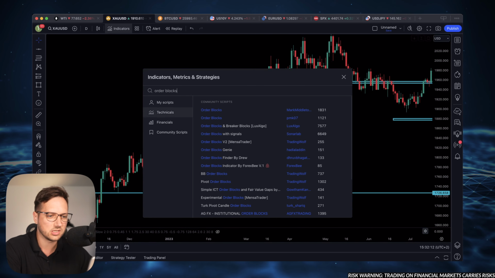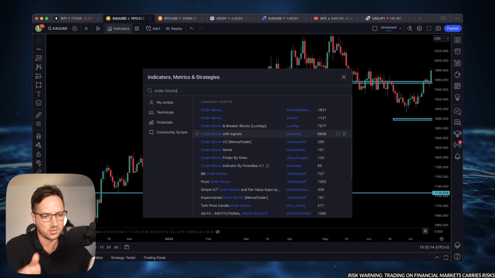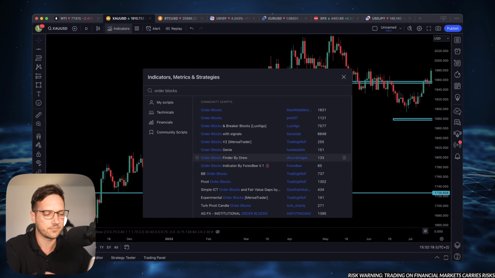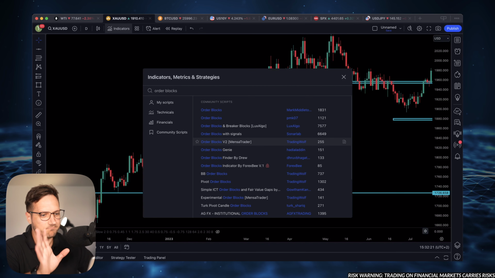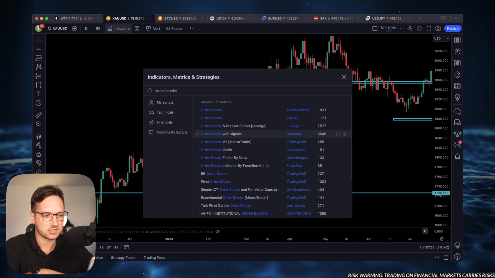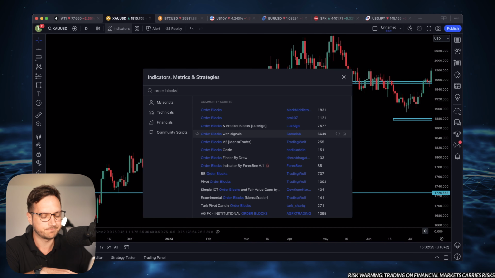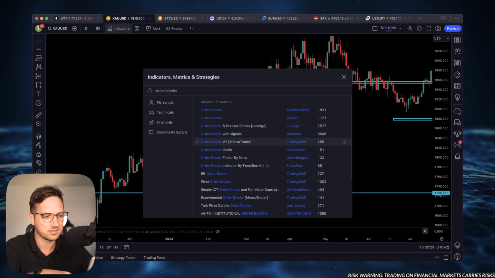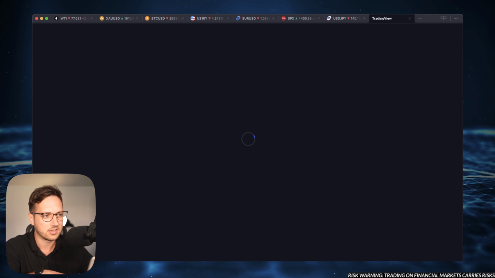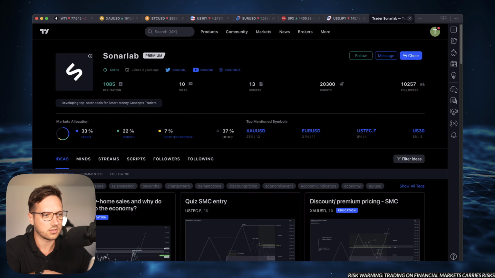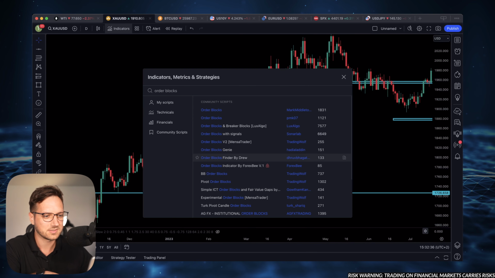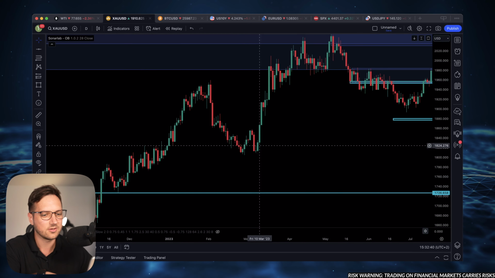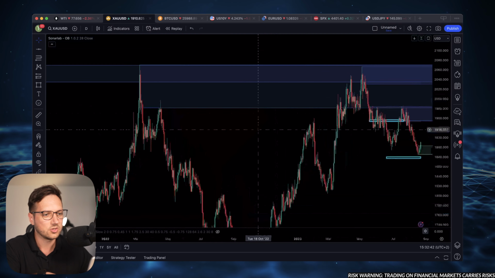So I am using TradingView. TradingView is free. You will just have small ads on the left lower side, but other than that, it is free. You can use this platform and do your analysis. So order blocks with the signals by the user SonarLab. Click on that. Misclicked. Again, click on that, and it will add the order blocks to your chart.